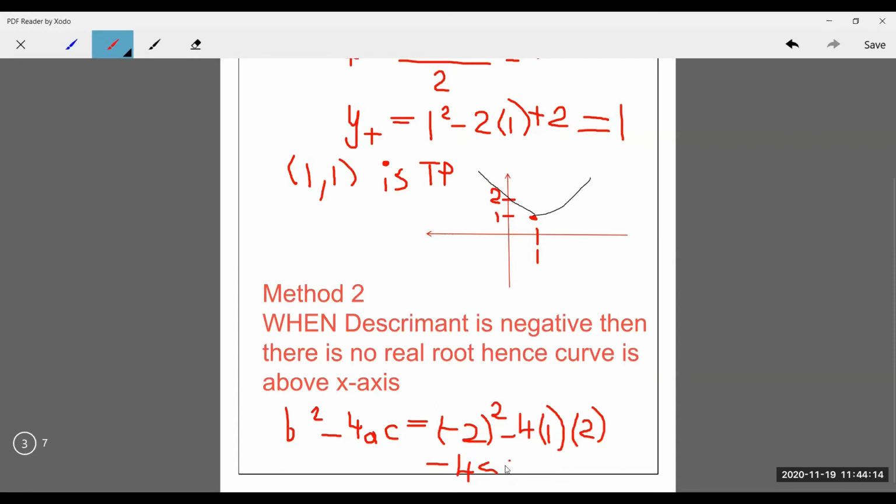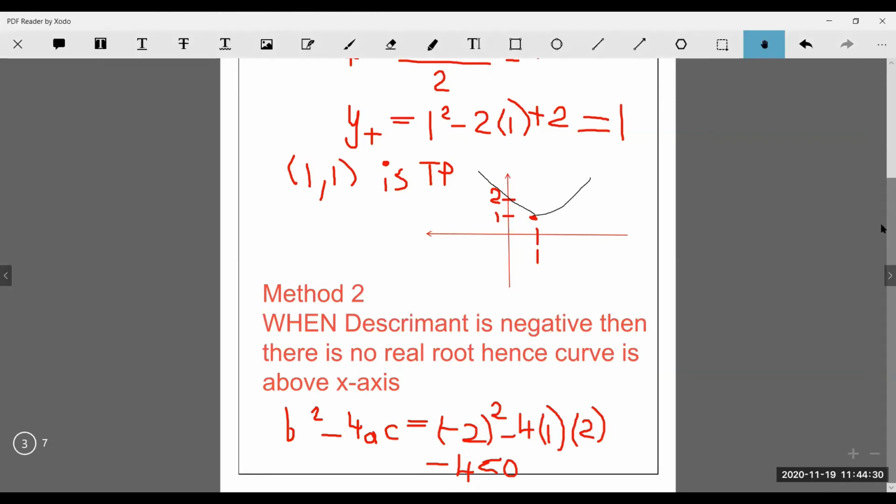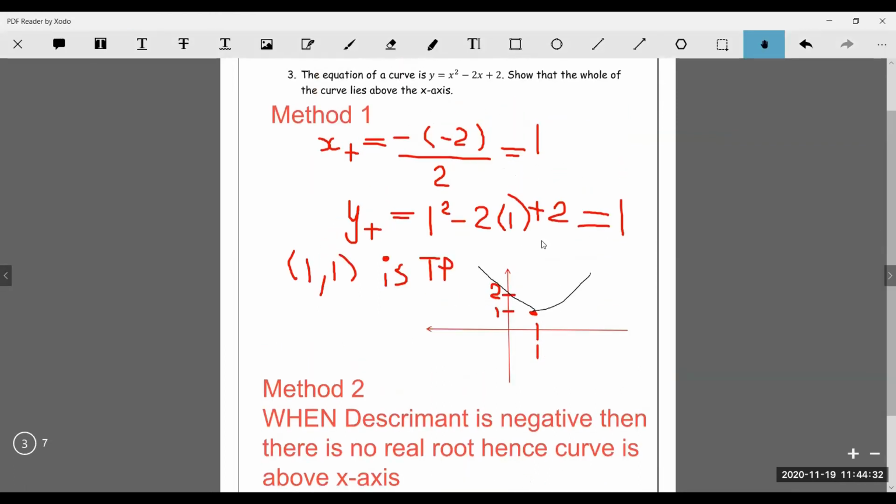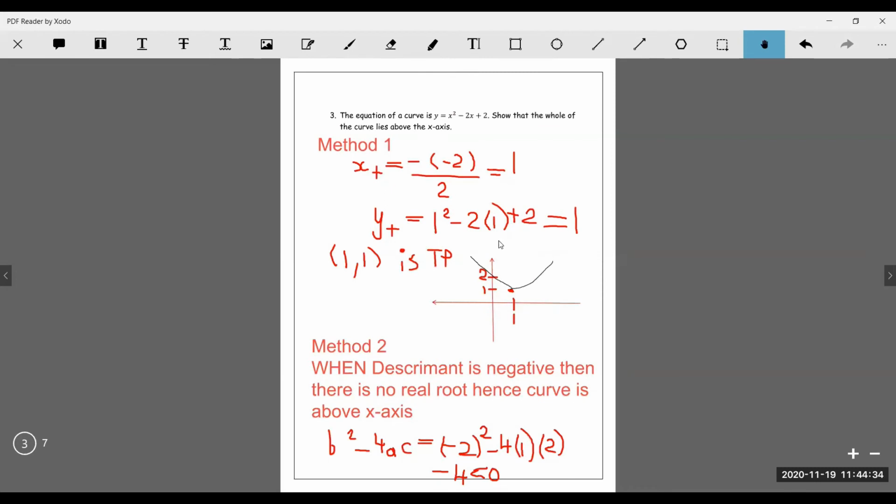And since -4 is less than 0, we can conclude that since the discriminant is negative, there is no real root. And since there's no real root, hence the curve is above the x-axis. So you can either draw it by showing the turning point, or you can use the discriminant. I would go with just using the discriminant. Easy.